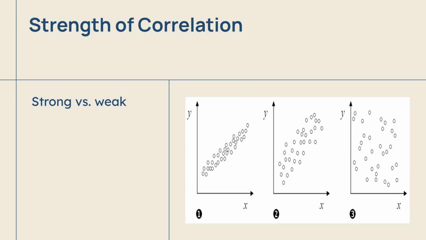Points tightly clustered along a line indicate a strong correlation, while widely dispersed points suggest a weak correlation. The closer the points are to forming a straight line, the stronger the relationship.